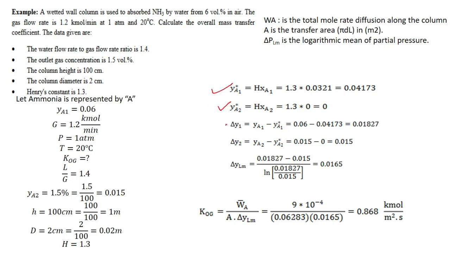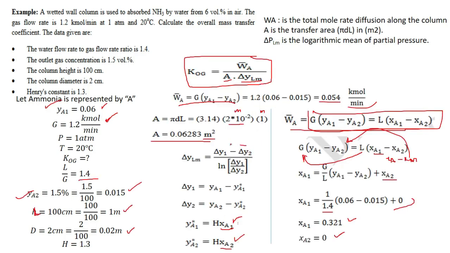So delta ya1 was equal to ya1 minus ya1 star. Put the value: ya1 is 0.06, ya1 star is 0.04173. Delta ya2 is equal to ya2 minus ya2 star. ya2 is 0.015, ya2 star is 0. Your answer is this. Now delta ylm was equal to this expression.